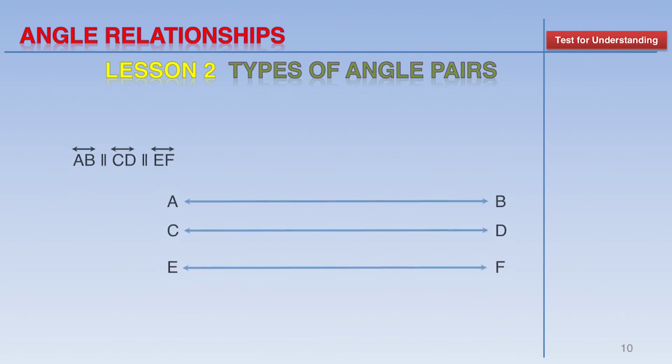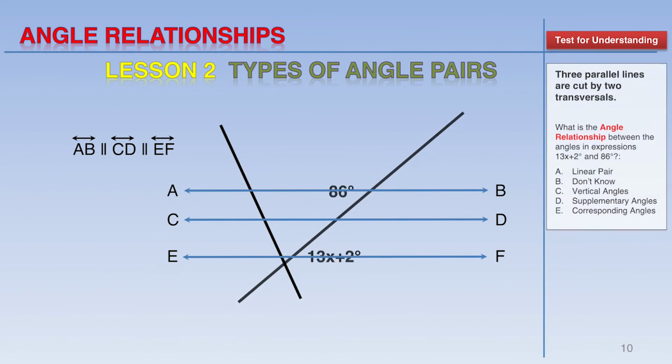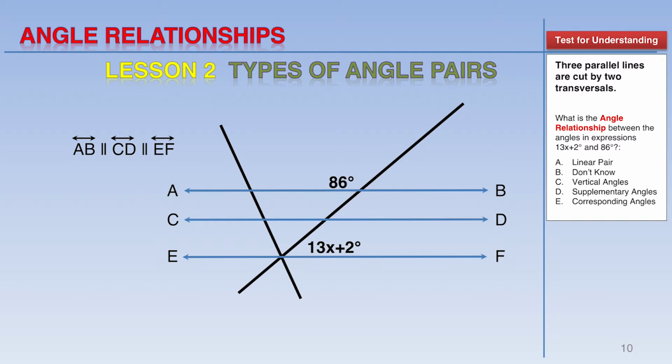So now let's test for some understanding. We're going to take 3 parallel lines. We're going to cut them with 2 transversals. What is the angle relationship between the angles in these expressions?